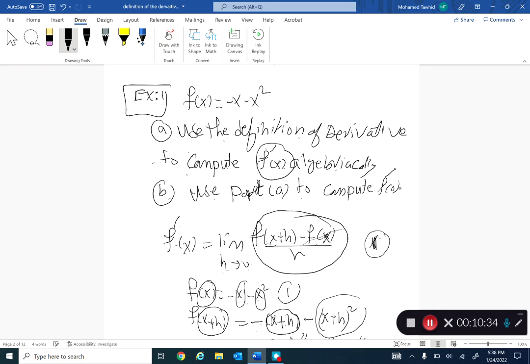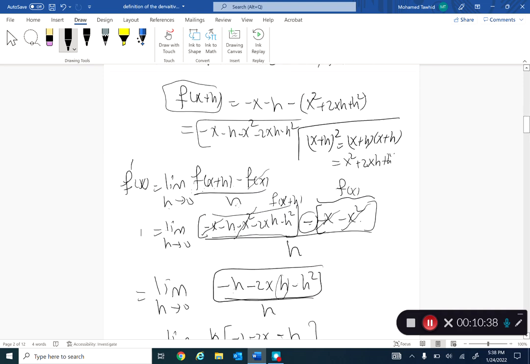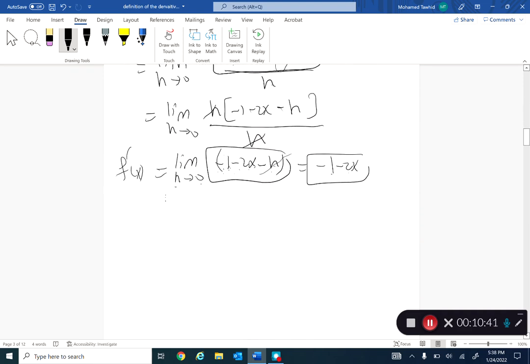F prime of 0, what is your x? Where is your x here? X equals 0. So I have to figure out f prime of 0, which means just replace x by 0. If I replace x by 0 here, you get -1. So that is equation number 1.